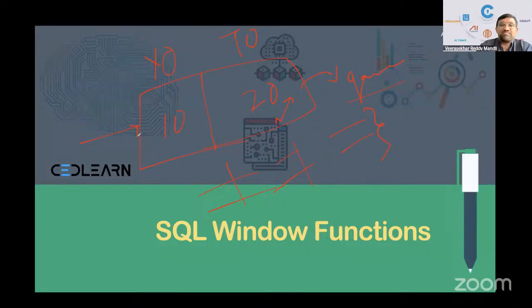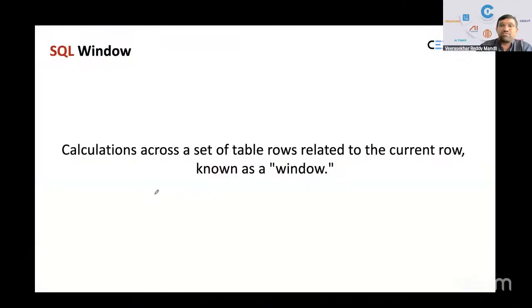So to overcome all these things I'm talking about, we require window functions. What is this? It is calculated across a set of table rows, considered according to the related context you give. In that set of table rows it performs the calculation, and the result is added to the current row as a new column.